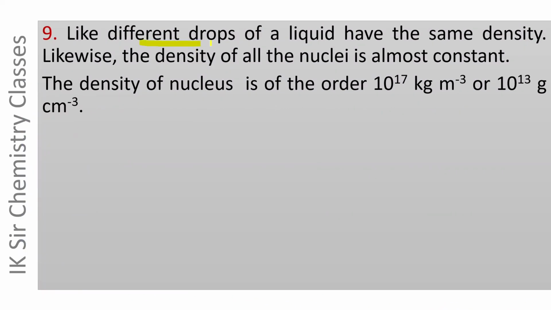Different drops of a liquid have the same density. Similarly, the density of all the nuclei is almost constant. Different nuclei which are made up of the same neutrons and protons have the same density, and the density of the nucleus is of the order of 10 to the power 17 kilogram per meter cube, that is 10 to the power 13 gram per centimeter cube. This density of the nucleus is very high.